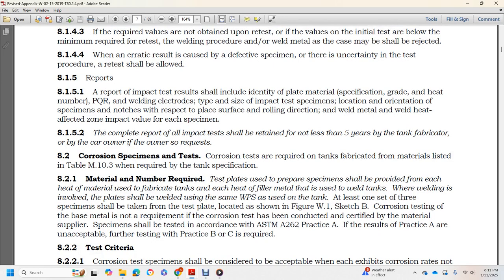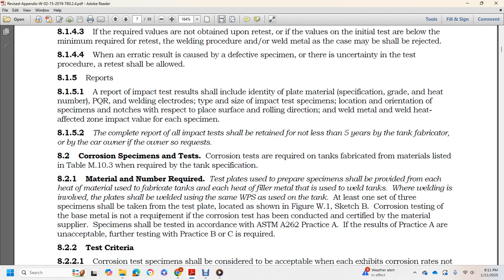Corrosion specimen and test. Tests are required on tanks fabricated from the materials listed in Table M10.3 when required by the tank specification. A2. Material and number required. Test plates used with the repair specimen should be provided for each heat of material of the fabricated tanks, and each heat of the filler metal used with the welded tanks. Where welding is involved, the plate shall be welded using the same welding procedure specification used on the tank. At least 1-3 specimens should be taken with the test plate located as shown in Figure W1.